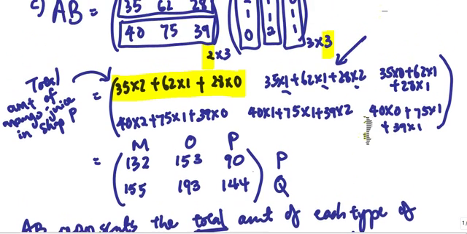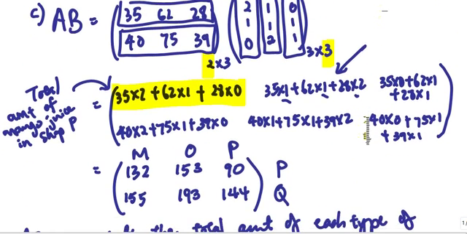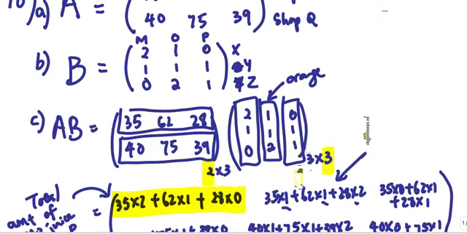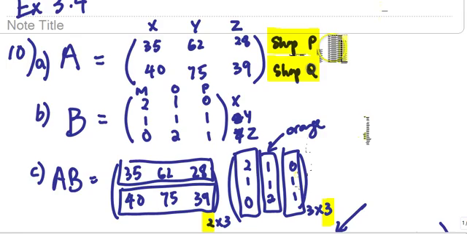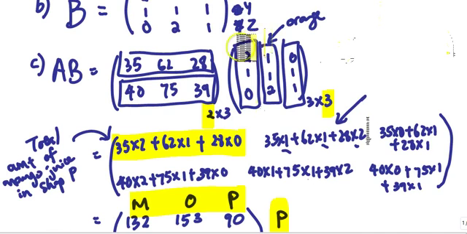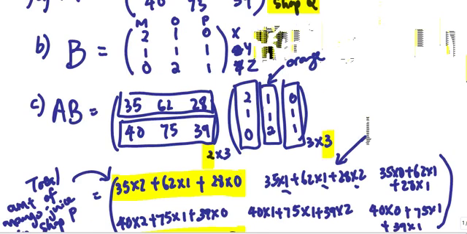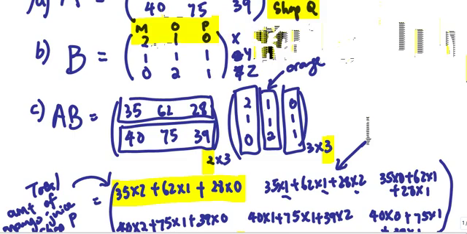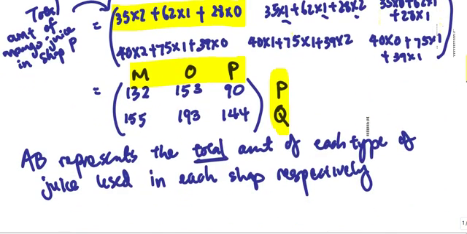One clue when you use matrix multiplication: you realize that the rows will always follow the rows of the first matrix, and the columns will always follow the columns of the second matrix. So that will give you a hint, and then you can put it out in words what it represents.